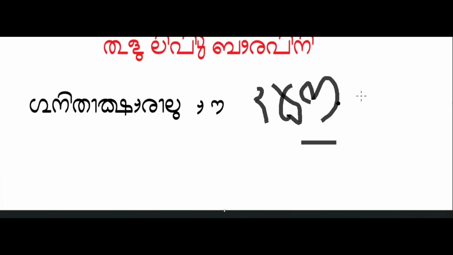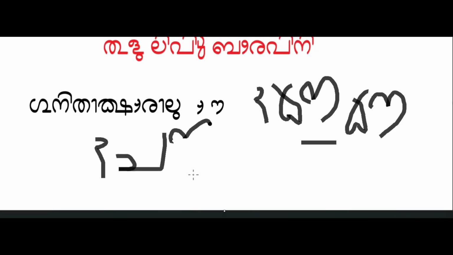Next, au. In front this, in the middle the letter, and this. Kau. You can write like this, or without the one in front, just this at the back. You can use both ways. Chau can be written like this or just putting this. Both are correct ways.